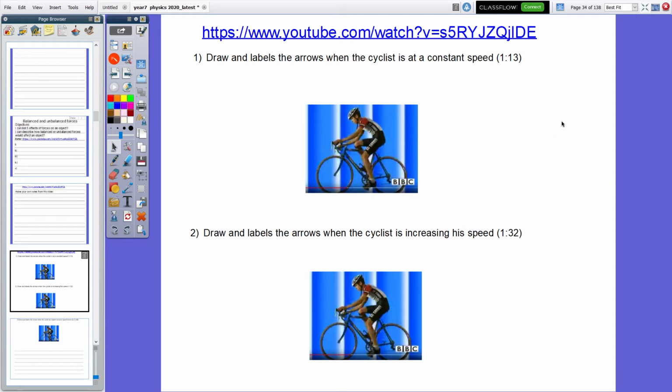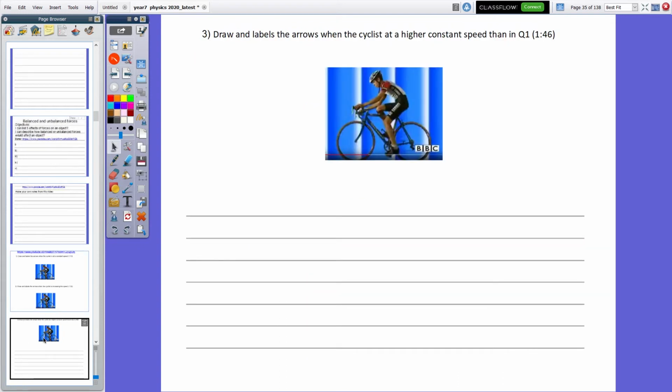but don't just skip to that. I want you to draw what the arrows which represent the forces look like when the cycle is at a constant speed. Then draw in the same arrows, same forces, to show what the arrows would look like when increasing his speed. And then draw on the arrows when the cyclist is at a higher constant speed than he was in question 1. So please go ahead and do that now, and I will go through the answers in a minute with you.